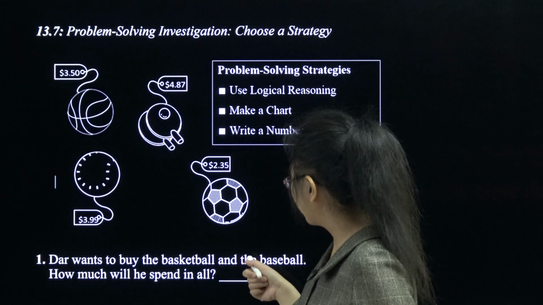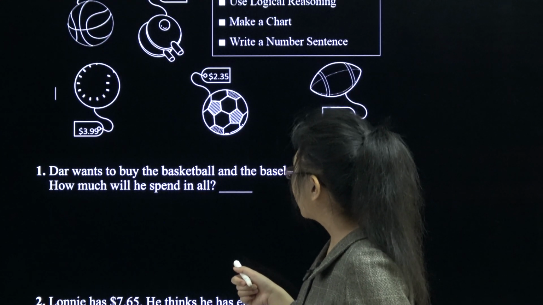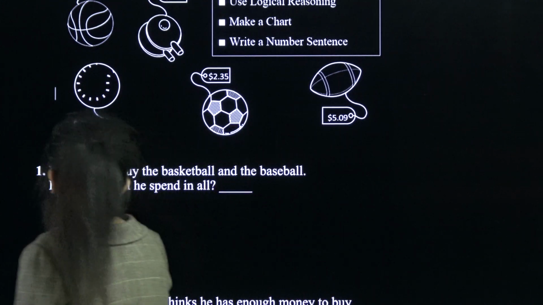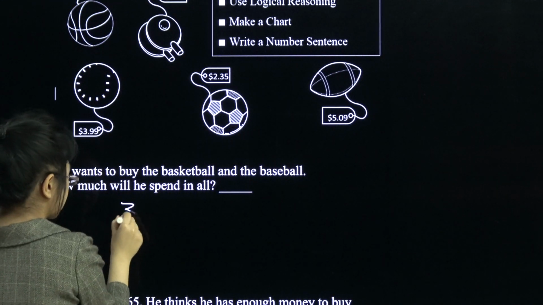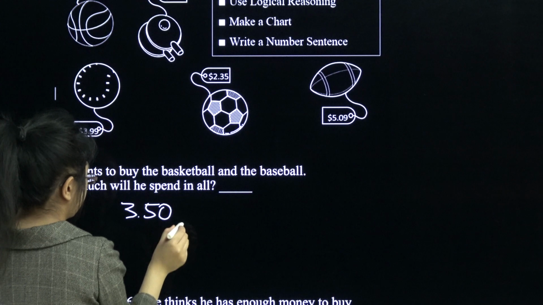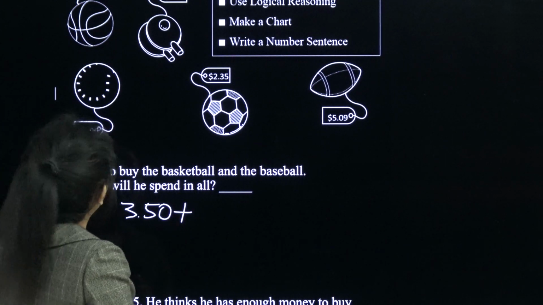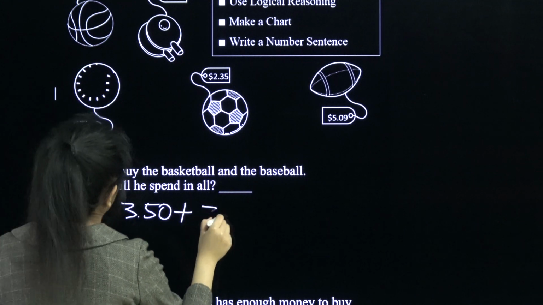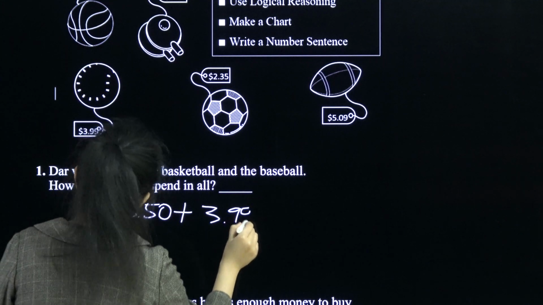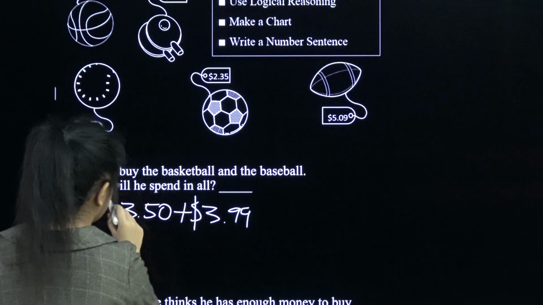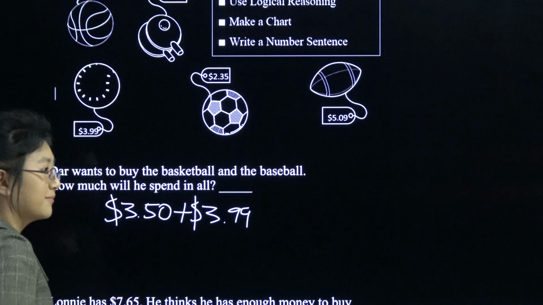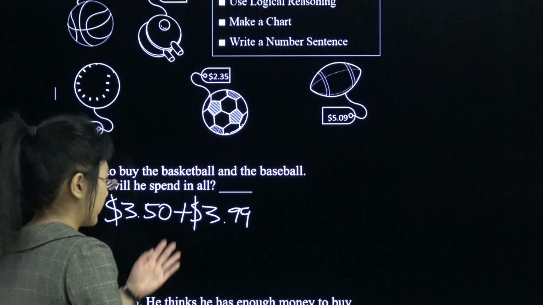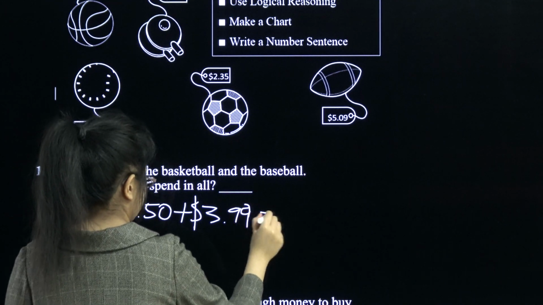Dar wants to buy the basketball and the baseball. How much will he spend in all? Where is the basketball? Basketball is up there. Okay, the basketball is $3.50. And the baseball is this one. So that's $3.99. Assuming that we don't have to add tax, this is going to be what the number sentence looks like.